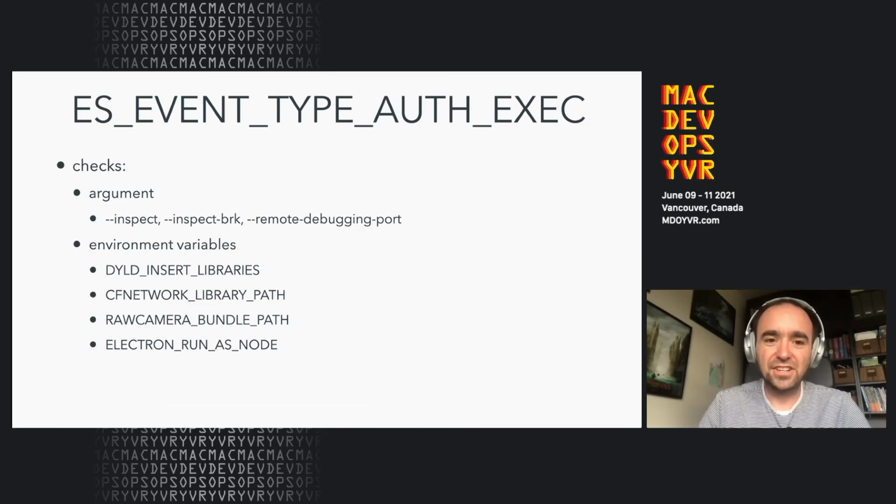And I check a couple of things. First, I check its arguments, if it has any of the Electron debug arguments like inspect break, and so on. And if any of those are present, then it will be either detected or logged, or it will be denied if the application is configured to deny an action. And then I also check for 4 different environment variables which allow code injection. And if any of those are present, I can just deny the application from starting up.